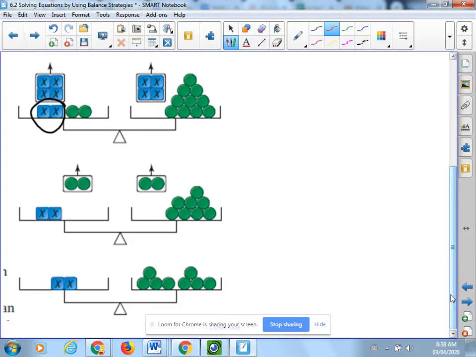So once these are both removed, the equation I have left is 2x is equal to 8. The last step: if I have 2 x's, I'm going to split them into 2 groups, which means I also split my 8 into 2 groups. So that tells me that x is equal to 4.